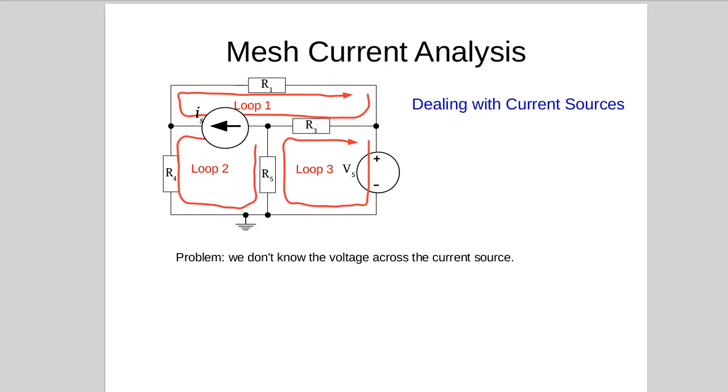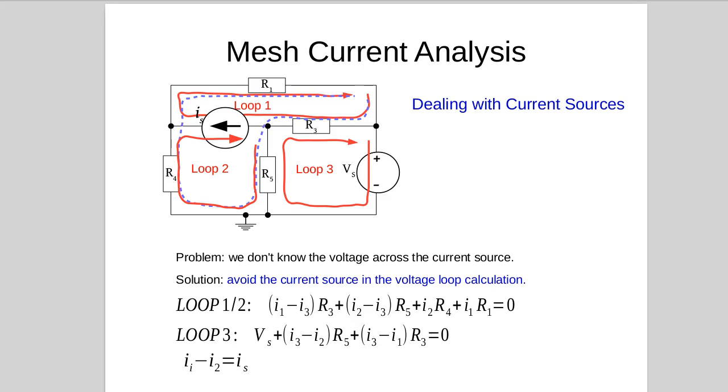We can't work out the voltages around loop 1 or loop 2. So what we do is we bypass that current source, we combine loop 1 and loop 2 like this, and we work out the voltages along the blue line. So we skip over the current source. Now if you look at the bottom of this slide, you can see that I1 minus I2 equals IS.